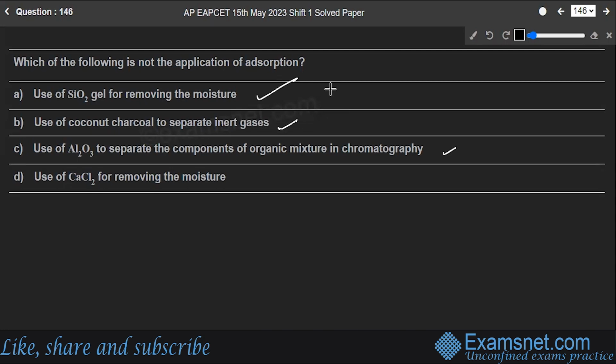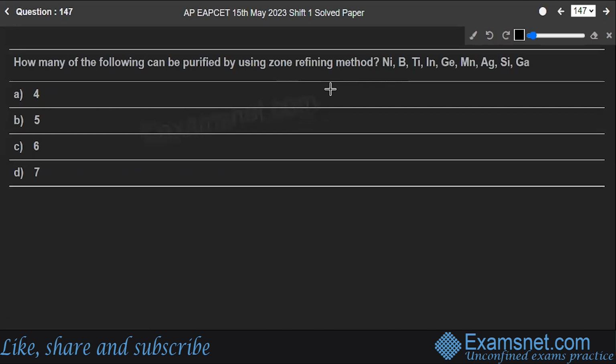No, the use of calcium chloride for removing the moisture is an application of absorption, not adsorption. So option D is incorrect. Hope you understood this. Next is question number 147.